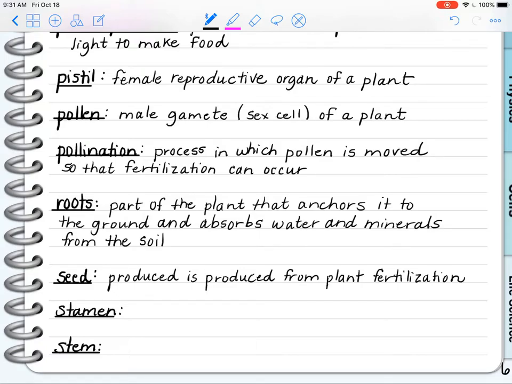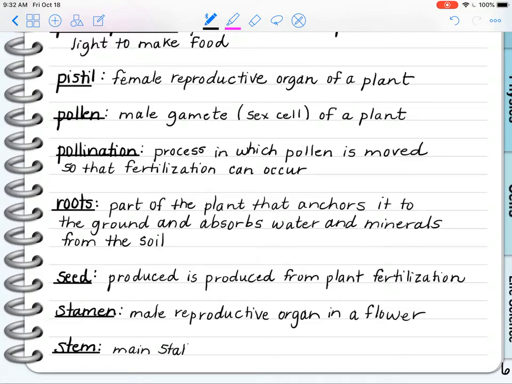Okay, the stamen is the male reproductive organ in a plant. Or let's say in a flower. That's better. And the stem of the plant, you probably know this one, is the main stalk of the plant. It's the part that holds the plant up. And it's important that the plant stand upright because it needs that sunlight to do photosynthesis.